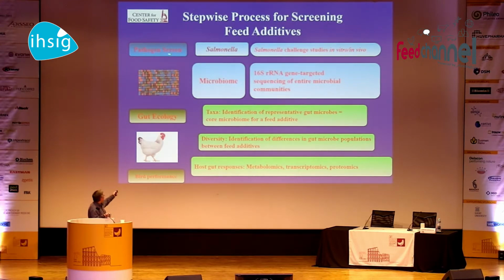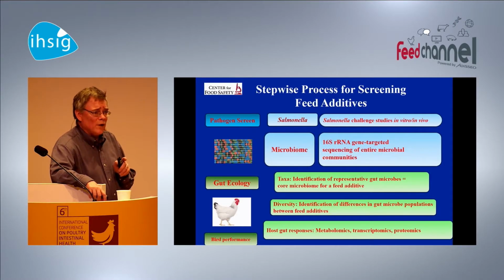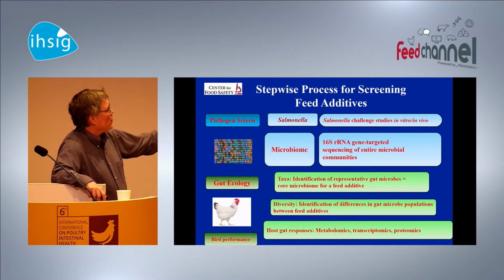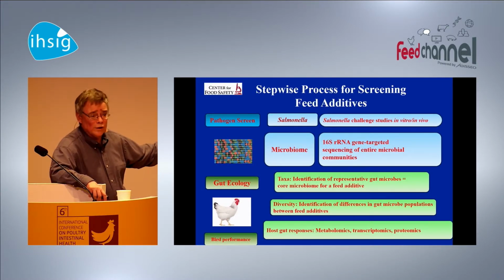Basically, you start out with what we call a pathogen screen, and then we get into the gut ecology stuff here. And then finally, the ultimate is bird performance. Something I think we need to keep in mind here is that ideally you'd like to have both. You'd like to have pathogen reduction, and all of this supports that pathogen reduction. In other words, you have explanations as to why you're seeing pathogen reduction, and you enhance bird performance.